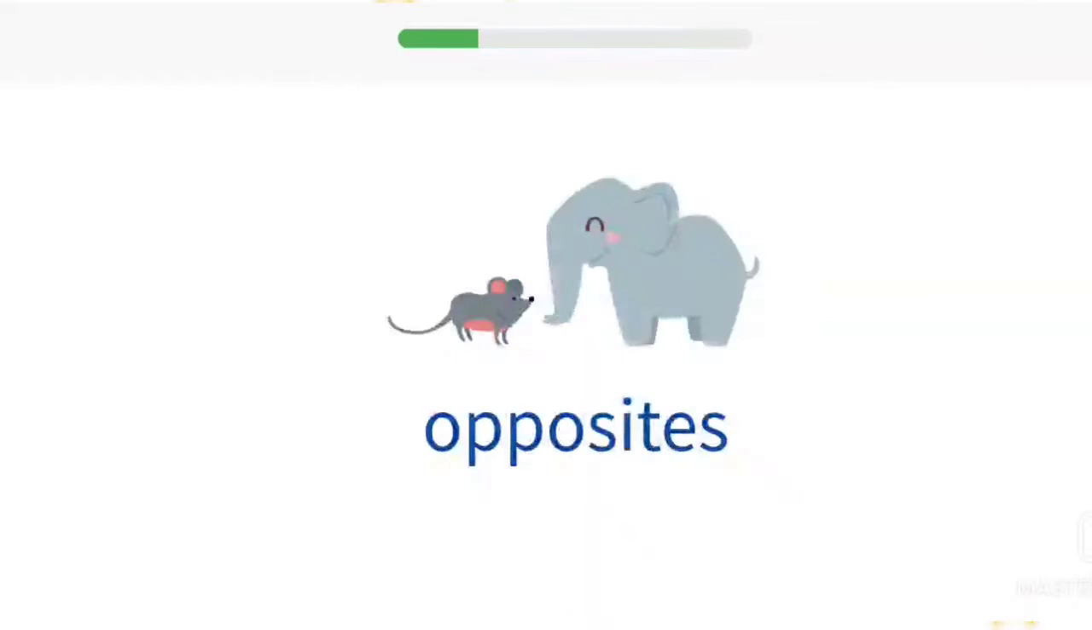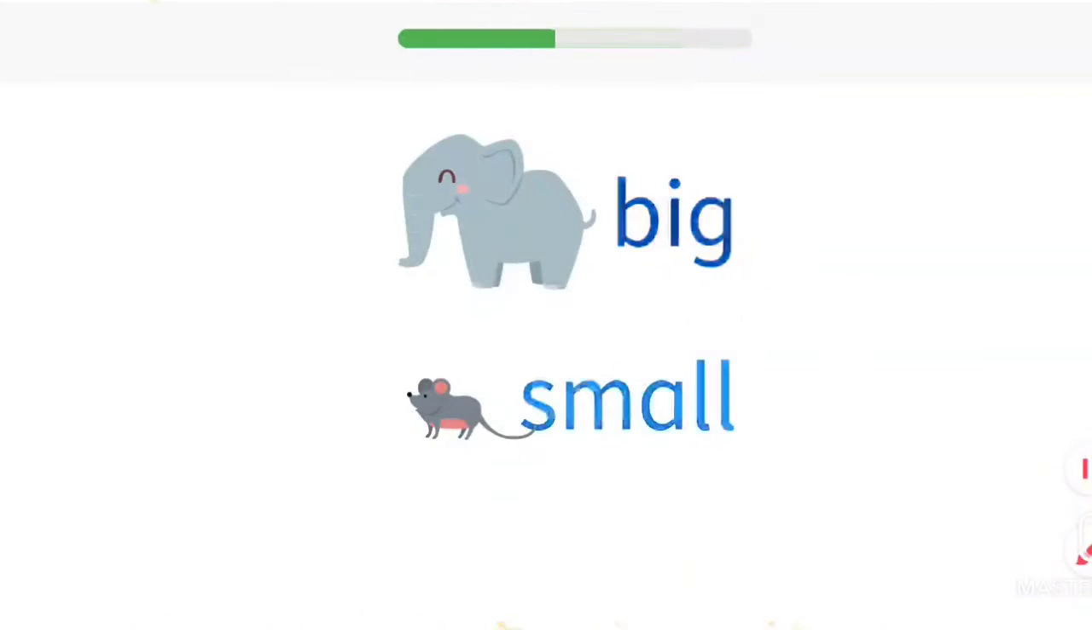Opposites are... Two adjectives are opposites if they describe something completely different. Here is an example. Big, small. Big and small are opposites.